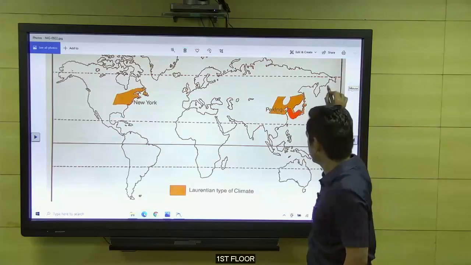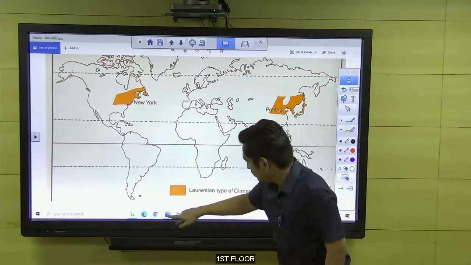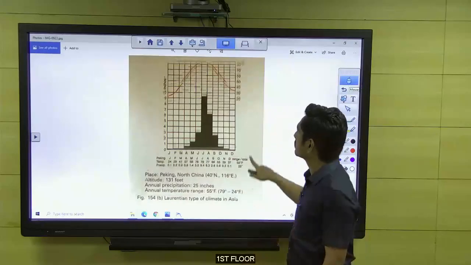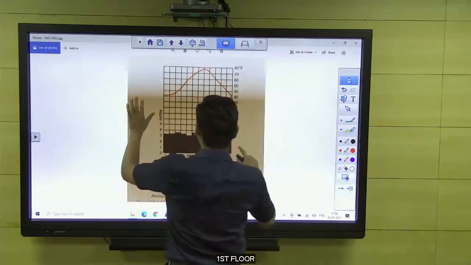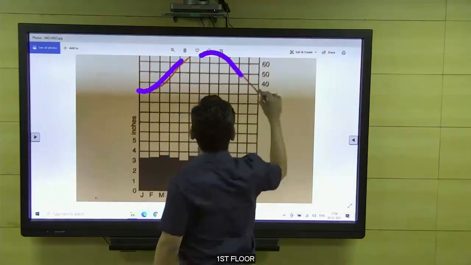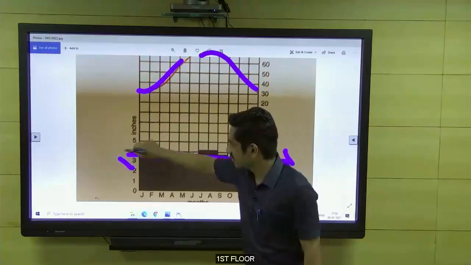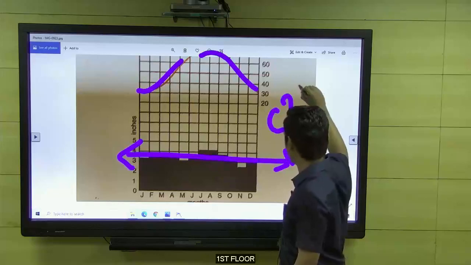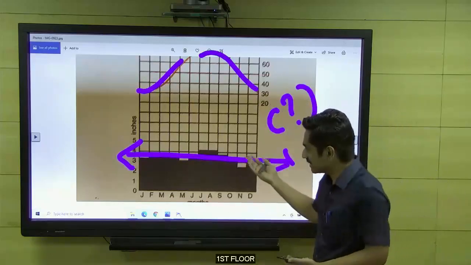Now we'll have a problem if you look at that climate. Okay, you take North America, I'll show you the climograph. Problem: how do you explain rainfall throughout the year? You give me the answer. How do you explain this?